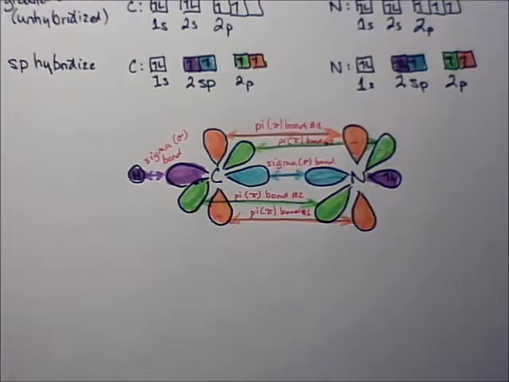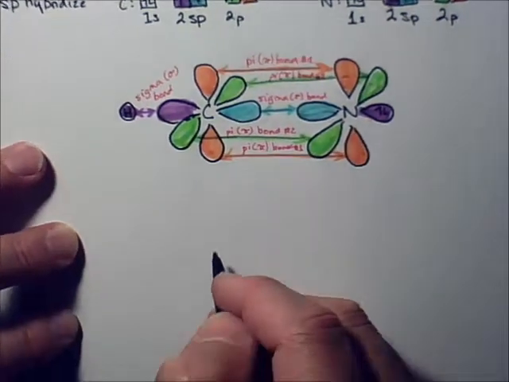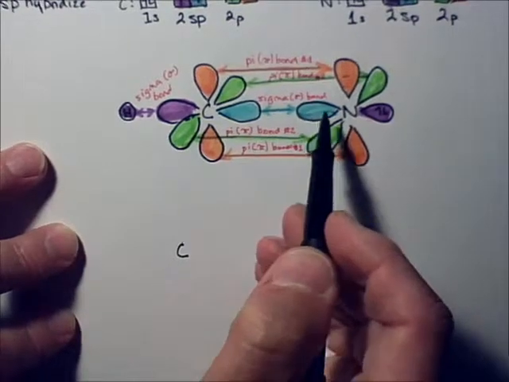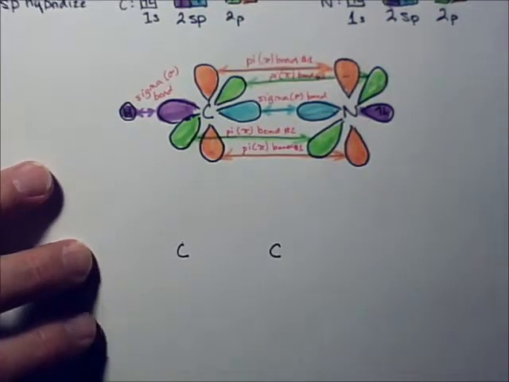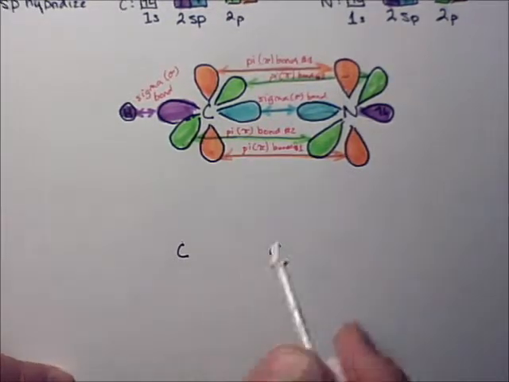Alright. So how does that all come together? Let's see. Here's our carbon. Here's our oxygen. What is the shape of a sigma bond? Oh, I'm sorry. You're right. I did say not CC, didn't I? I don't want to do that. Alright. So what is the shape of a sigma bond?